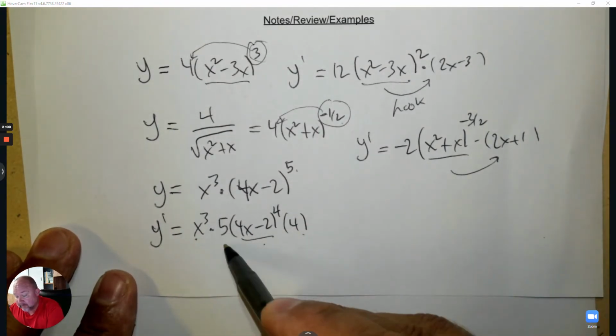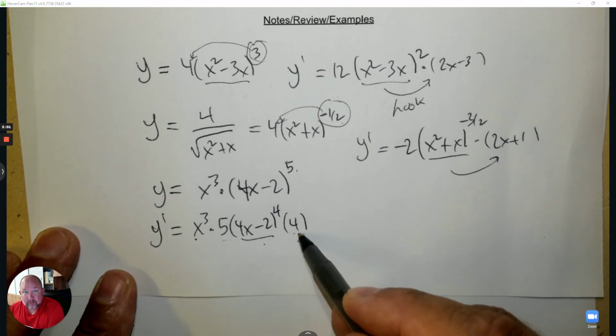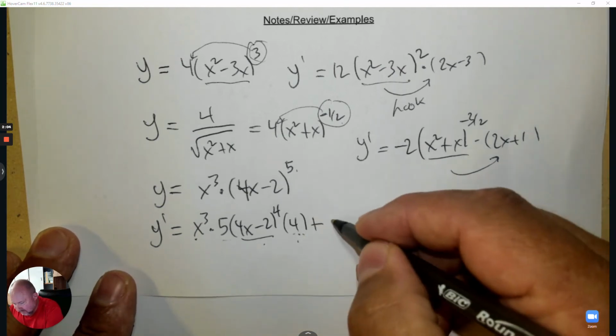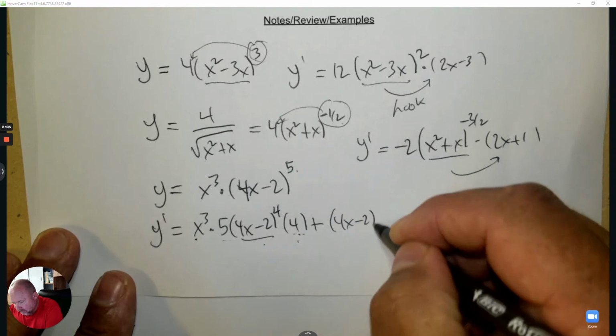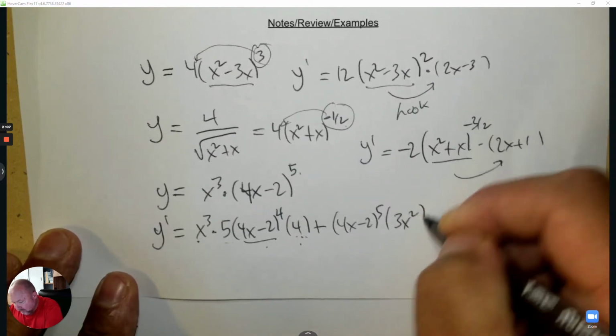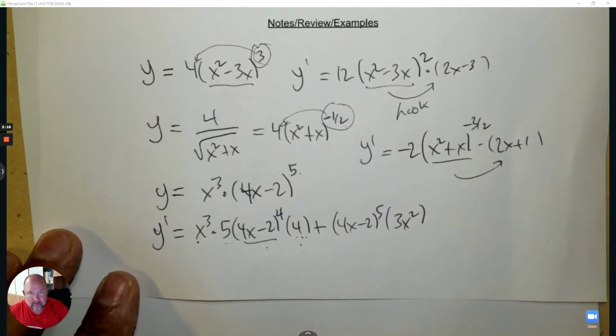So the first times the derivative of the second, which includes that hook, plus the second times the derivative of the first. So we just included two things together. So the product rule, and there was a little hook involved. All right, let's do one more. I'm going to turn my page to the back.